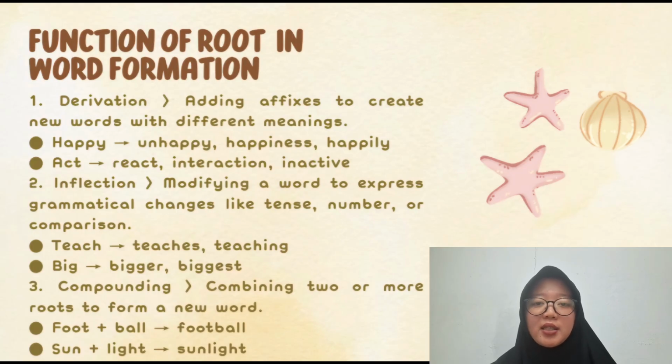Next is inflection. This happens when we change a word to show things like tense, number, or comparison. For example, teach becomes teaches and teaching. Big becomes bigger and biggest. The last one is compounding. This means combining two or more root words to create a new word. For example, foot and ball become football, sun and light become sunlight.